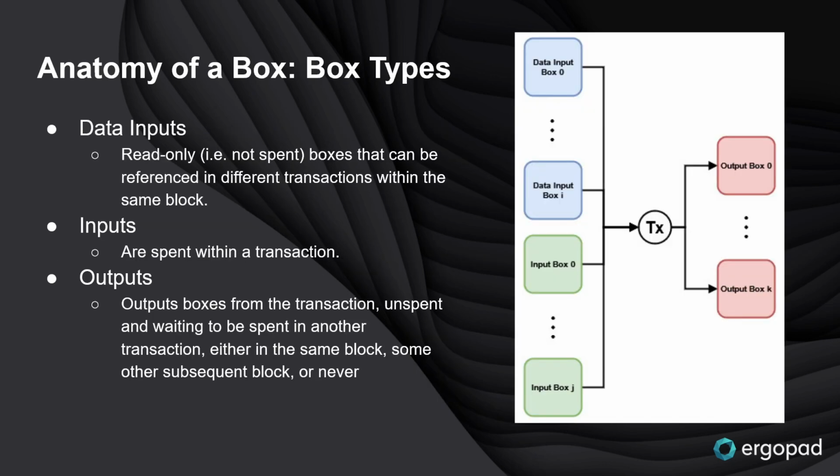So when you're designing a transaction, there's a few different box types to consider. The first being data inputs. These are boxes that are not spent. They get used in order to read some data information stored in them, and since they're not spent, they can be referenced by multiple transactions in the same block, which is kind of cool. And then the other important one are inputs, and these are the actual boxes that will get spent, so they can't be used again in another transaction.